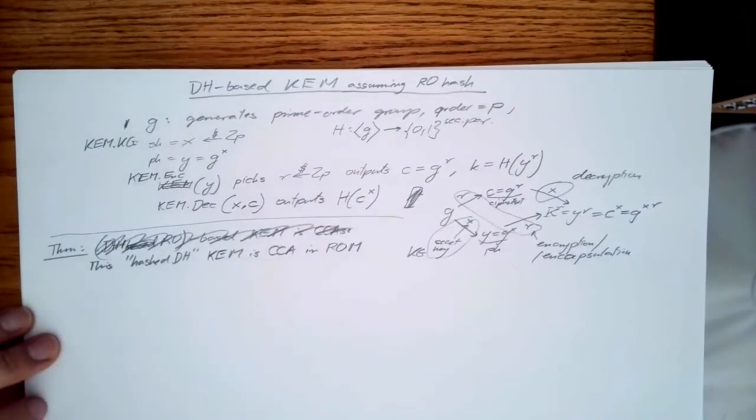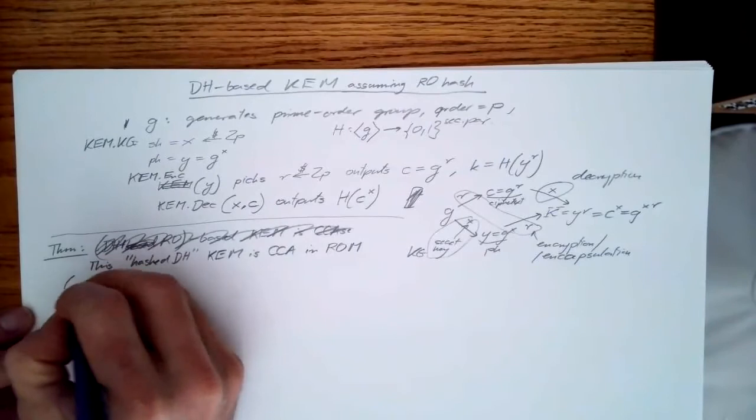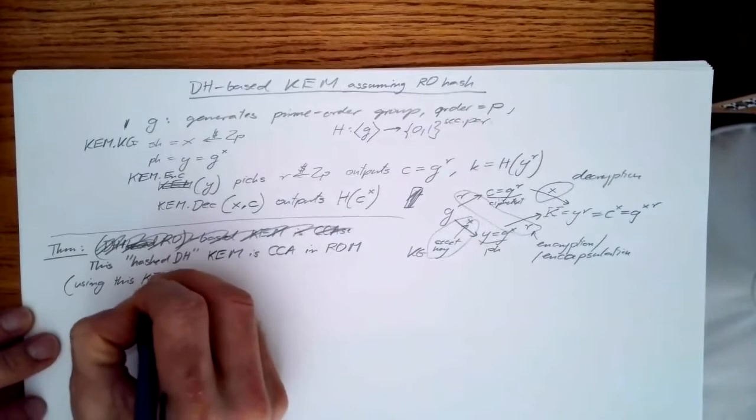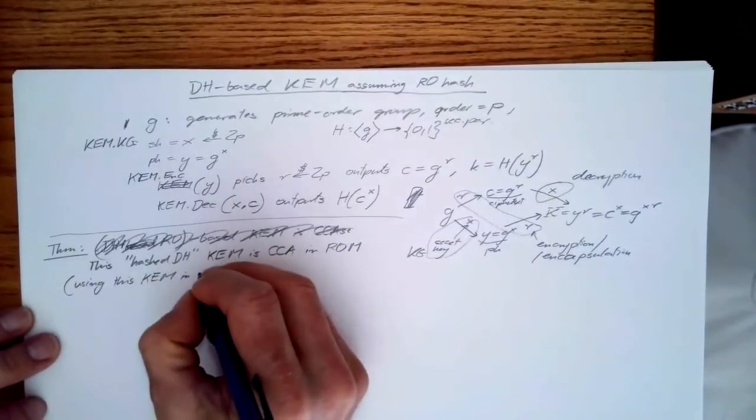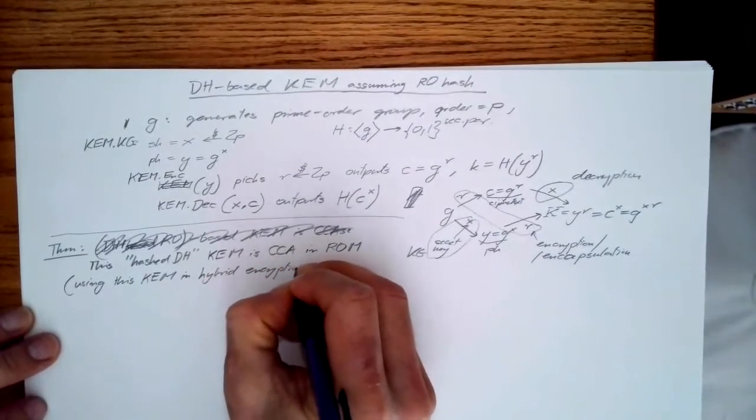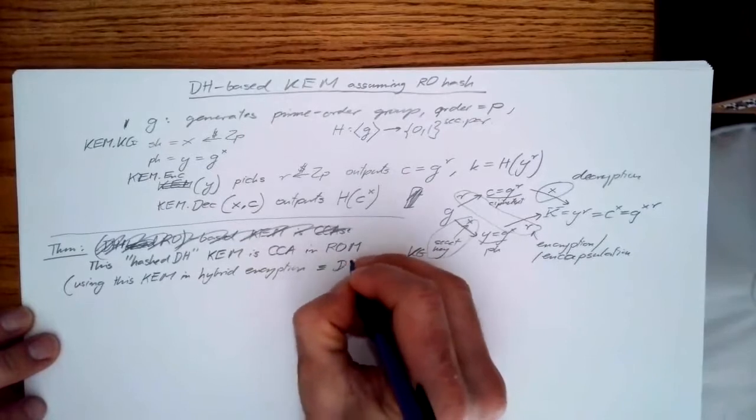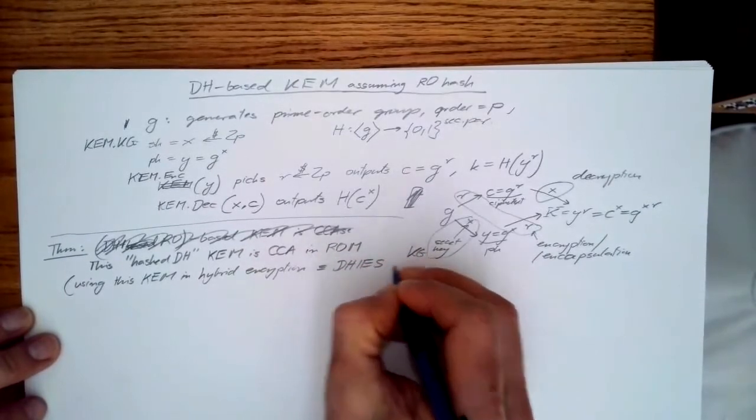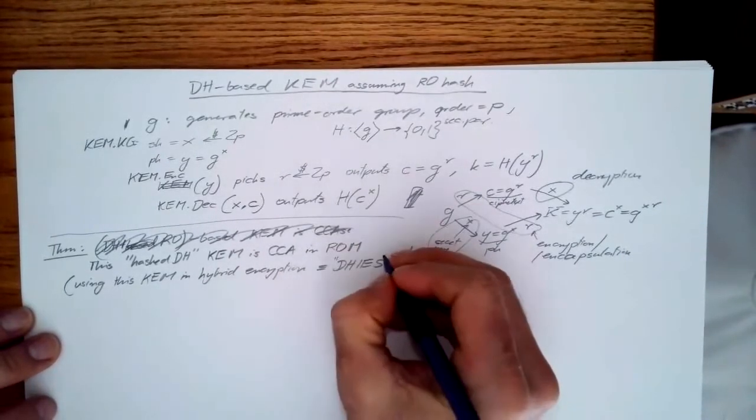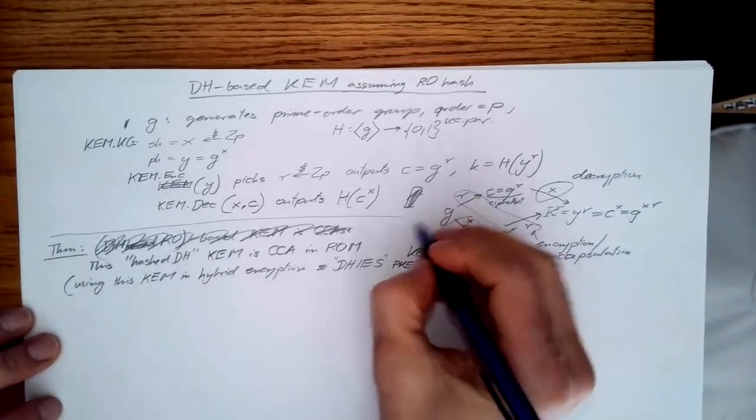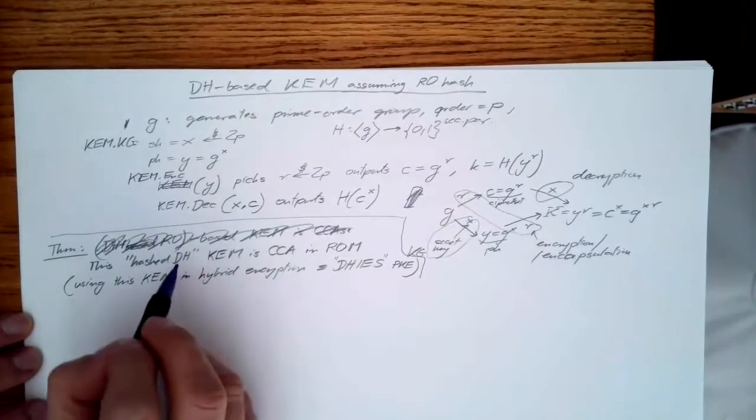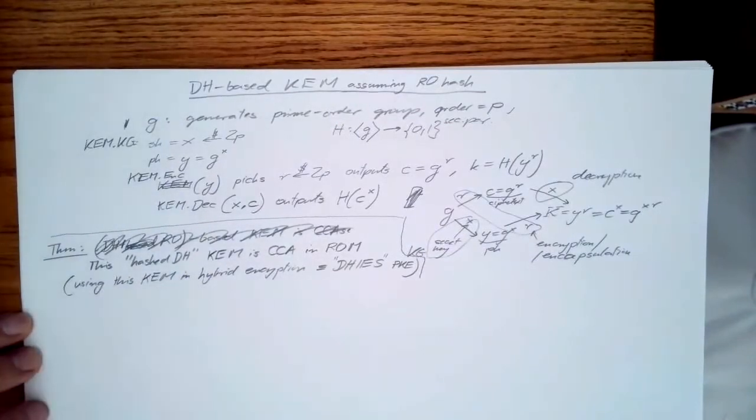Okay, and using the KEM in hybrid encryption, it's the so-called DHIES public key encryption. This construction has a name. Okay. So okay, let's see this proof.